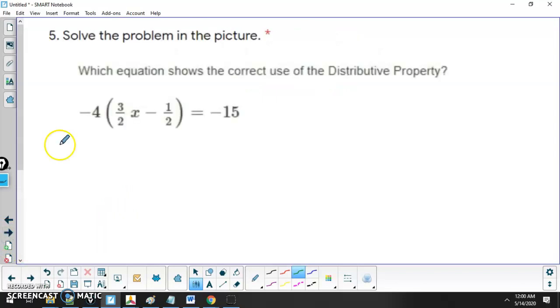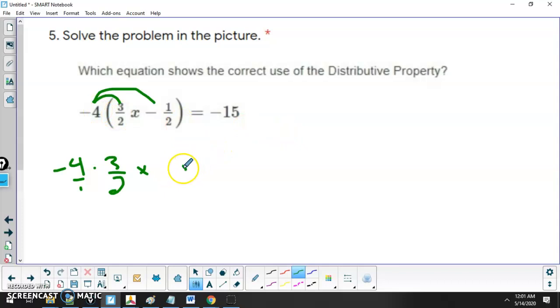All right. Okay, this one you had to pick which one showed distributing correctly. So my suggestion for this one for you guys is write out what you're multiplying. Okay, -4 times 3/2. If you want to, put -4/1 times 3/2 x. And then on this term, be careful. All right, you have -4 times -1/2. So here you have a negative times a negative.